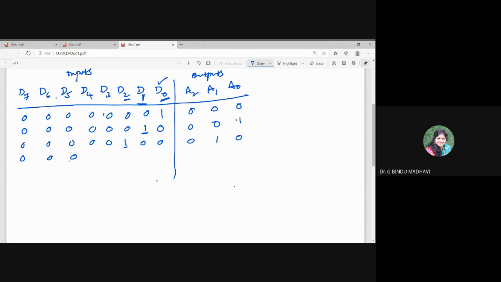Next, 0, 0, 0, 0, 1, 0, 0, 0. Now this is D3. D3 means that when the D3 input is supplied, you will get the output as 0, 1, 1. Okay, simple thing.